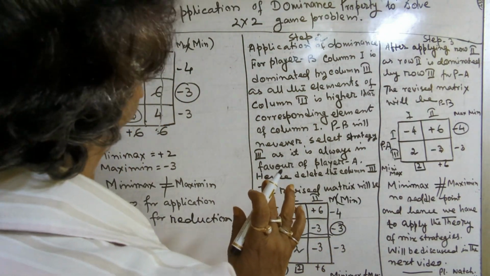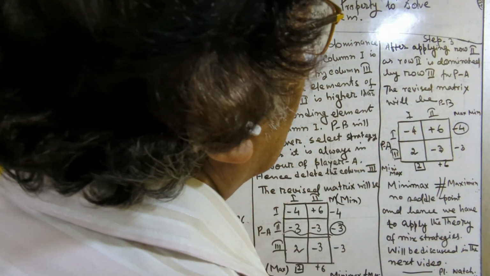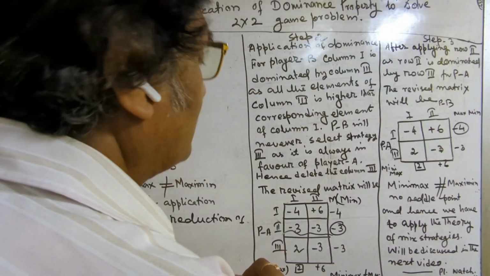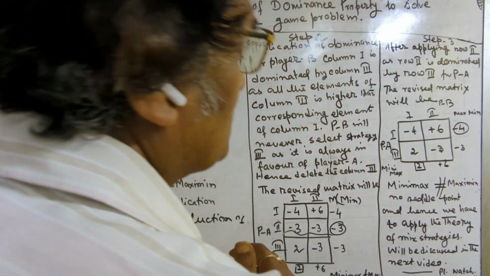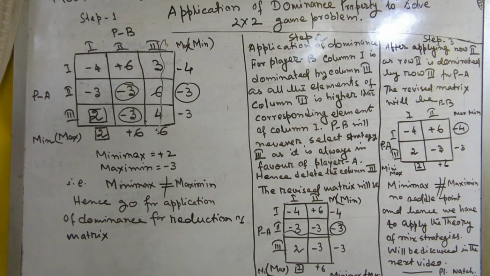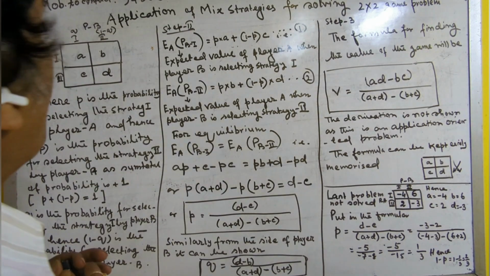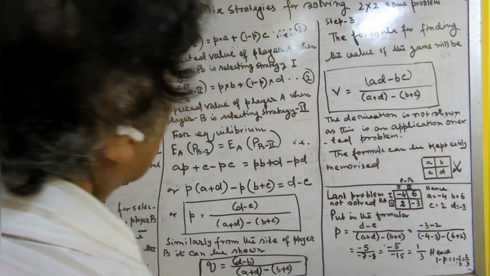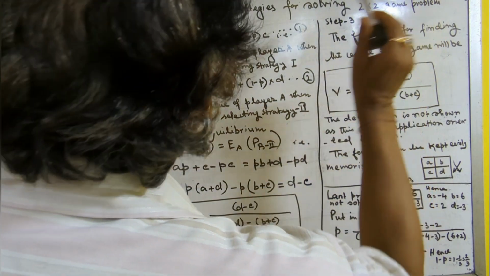Here we have reduced the 3 by 3 matrix to a 2 by 2 matrix with the application of the dominance property. Now we are going to discuss the process of application of mixed strategies, how we determine the mixed strategies and the value of the game. That means our next topic will be mixed strategies in solving game problems. So I am going to discuss how to apply mixed strategies for solving a 2 by 2 game problem.